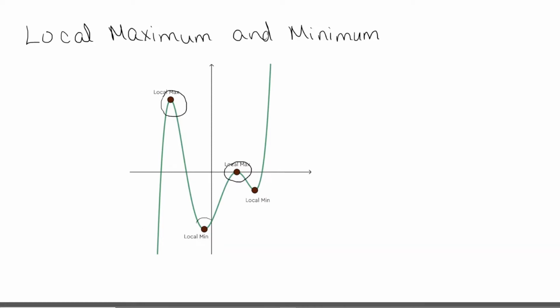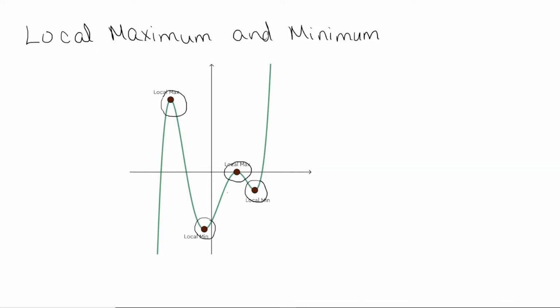The same thing for the minimum. If I look right around those points, they are the smallest y value around there. They're not the smallest in the entire graph, but locally, in this little neighborhood around that point, they are the smallest y value.